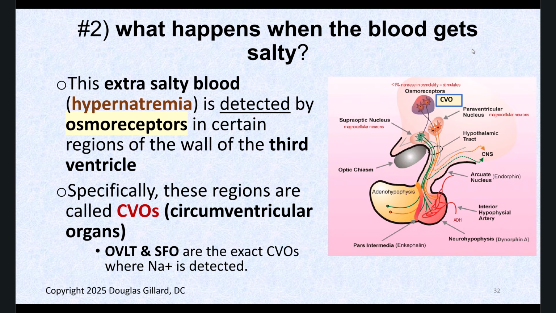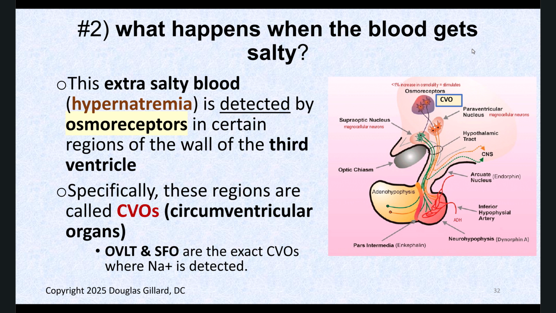What happens when the blood gets too salty? Well, we know this. A 1% increase in salt concentration will stimulate the release of ADH, antidiuretic hormone, also known as vasopressin, also known as arginine vasopressin. So extra salty blood means it's hypernatremic. It also means it's hyperosmolalic, or the osmolarity has increased because of the salt.